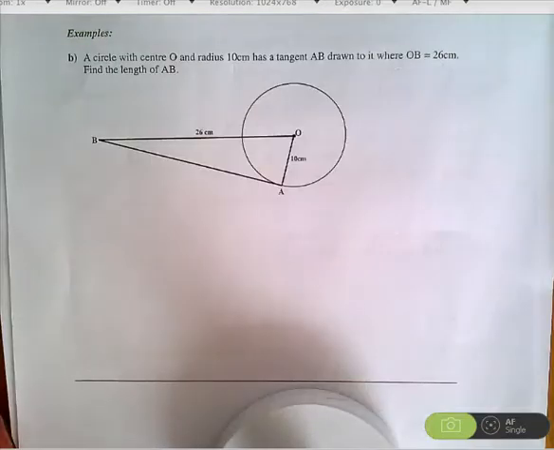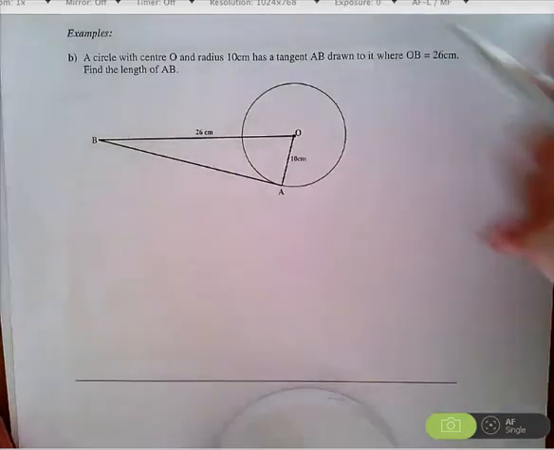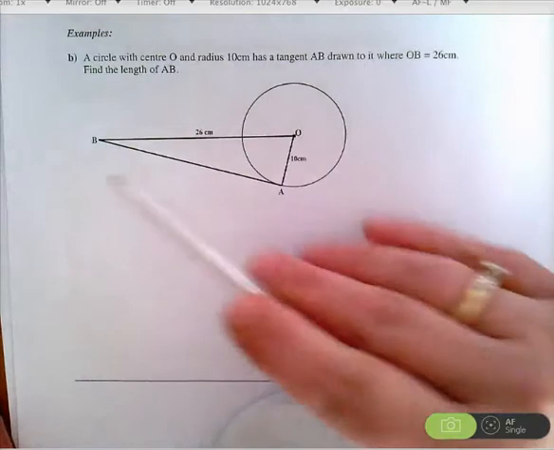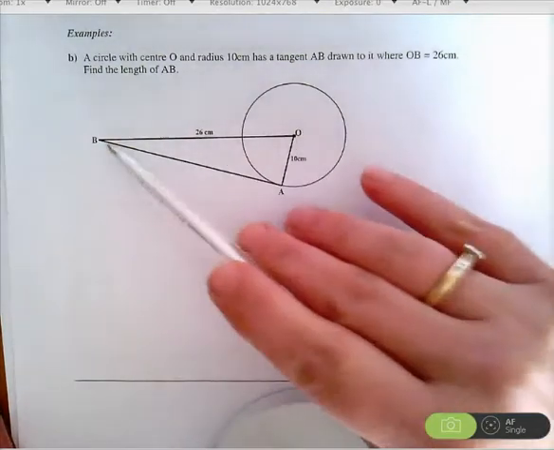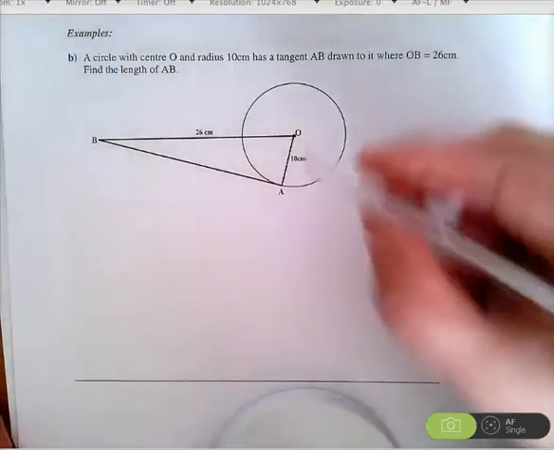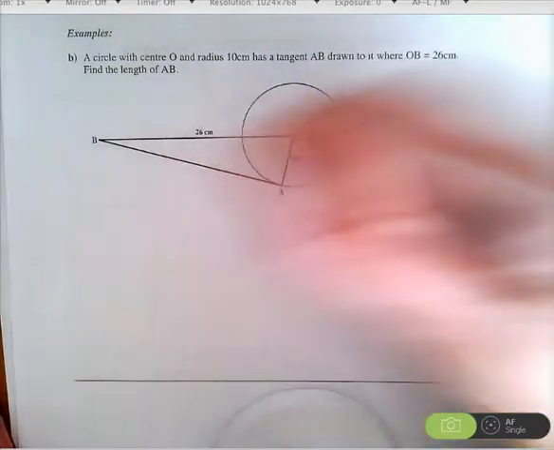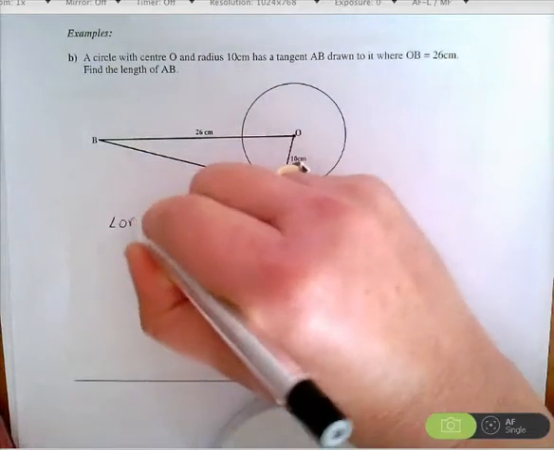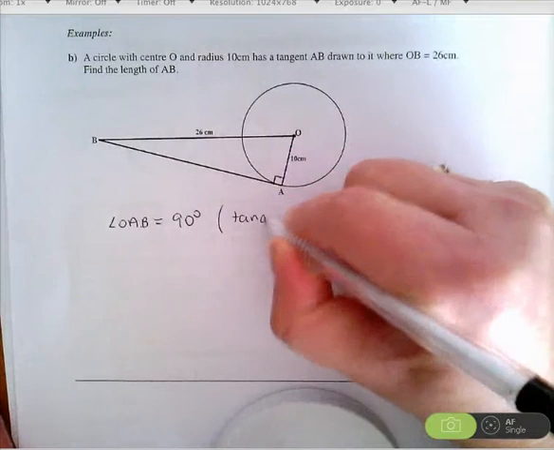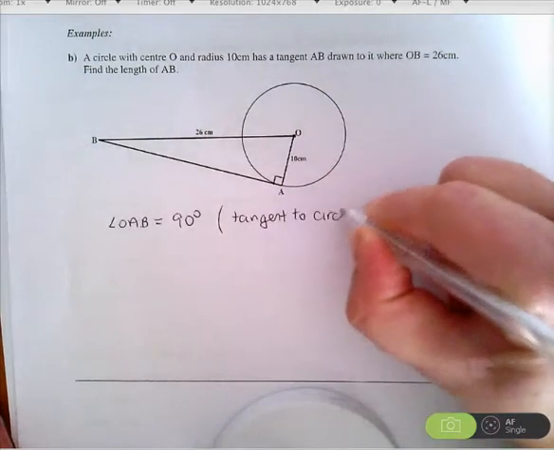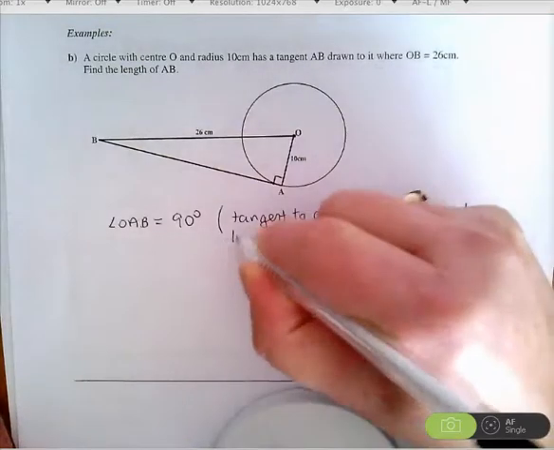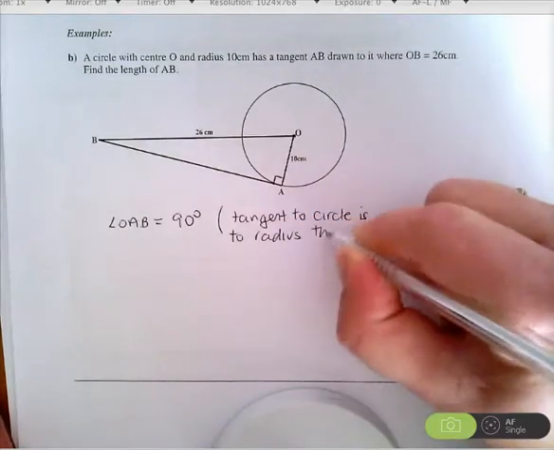Now on page 23 of your booklet, it says a circle with centre O and radius 10 centimetres has a tangent AB drawn to it where OB equals 26 centimetres. Find the length of AB. So again, we've got a radius and a tangent to the circle, so we can say that angle OAB is equal to 90 degrees. I can just put that in. Reason: tangent to circle is perpendicular to the radius through point of contact.